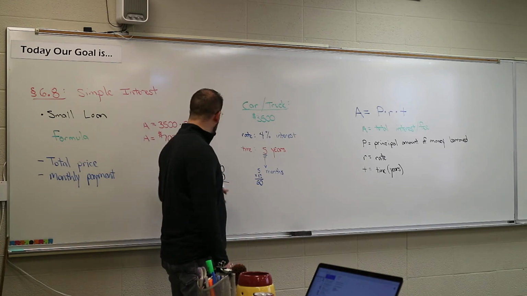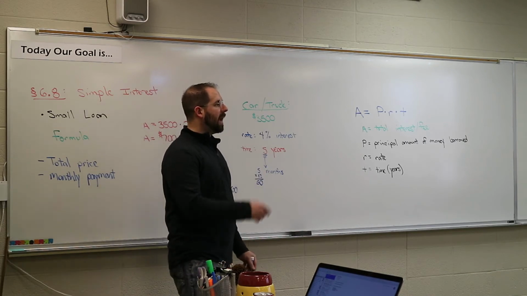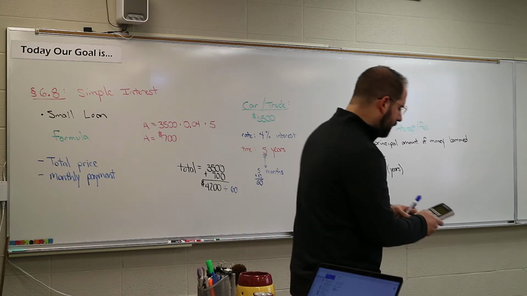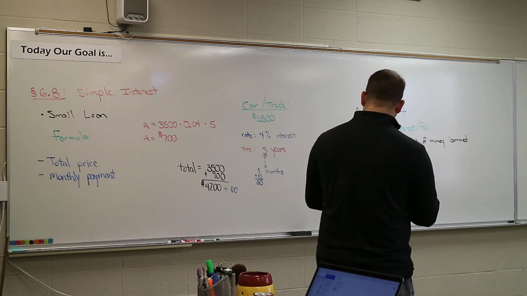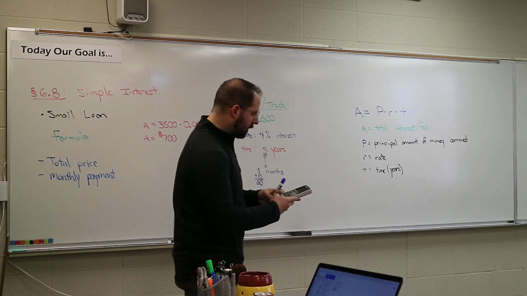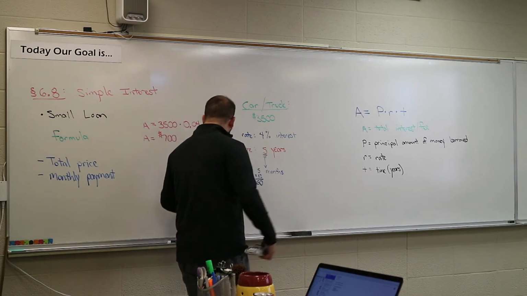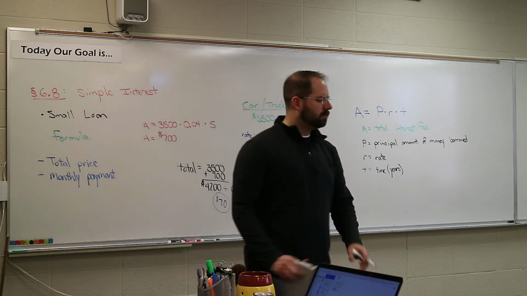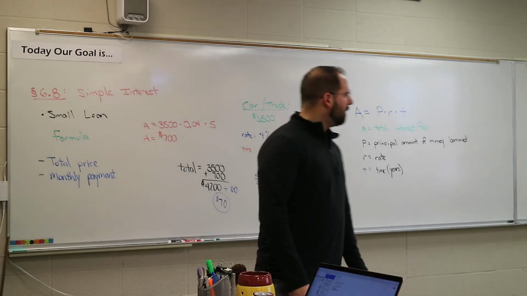So if you take your total price of your truck that the bank is going to charge you, and you divide by 60, this will give you what you're going to pay per month for that truck. So $4,200 divided by 60. That is $70 a month that you're getting charged for that truck or car. That's not bad. 70 bucks.